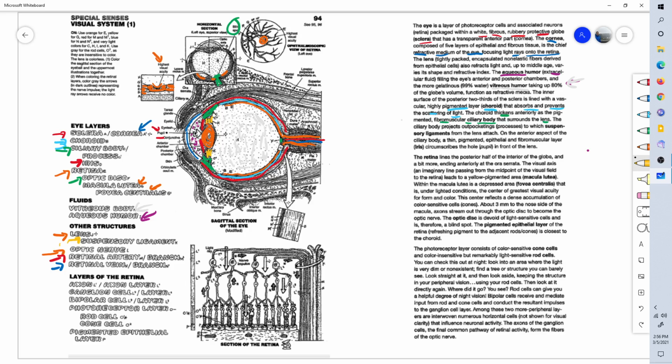Light passes through from the outside, through the pupil, through the cornea, through the aqueous humor, through the lens, and shines on the back of the eyeball through the vitreous humor and reaches the retina. So it travels in this direction right here.